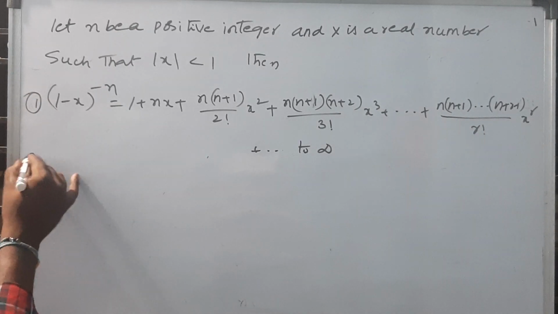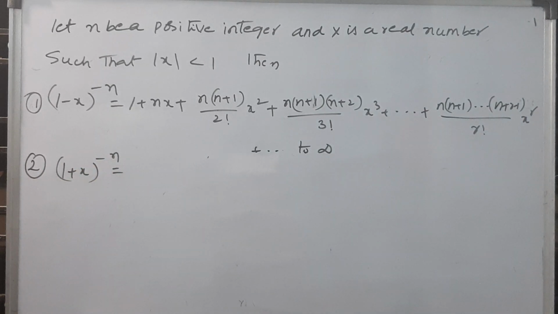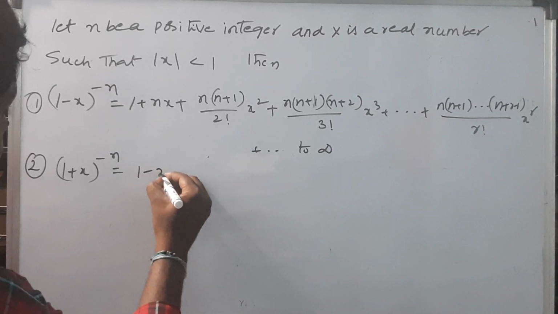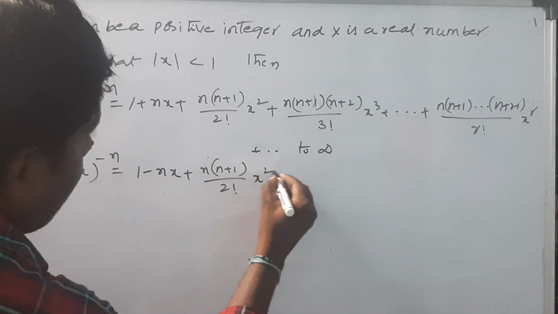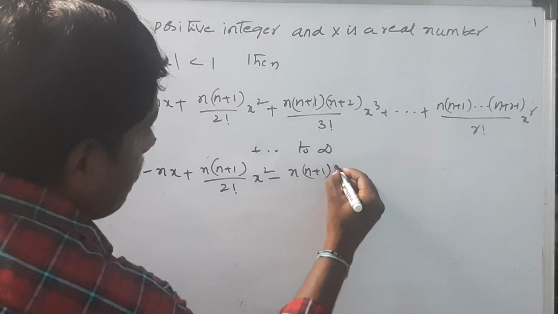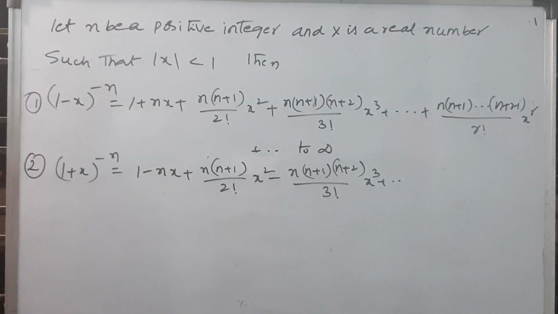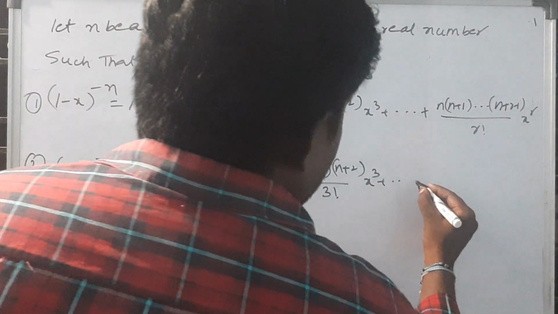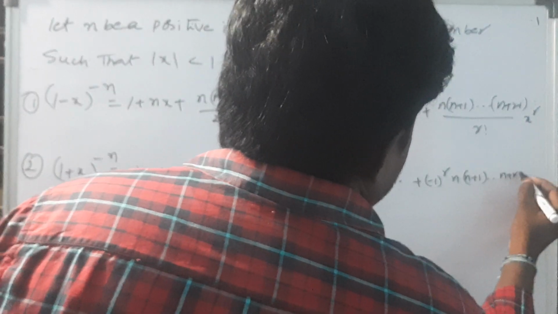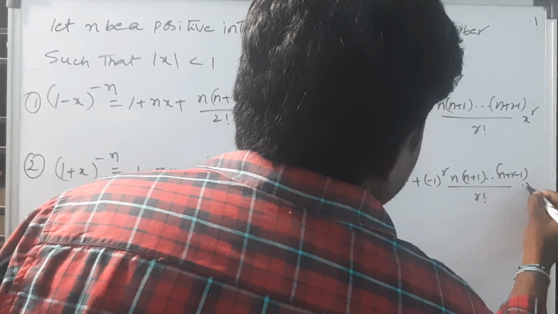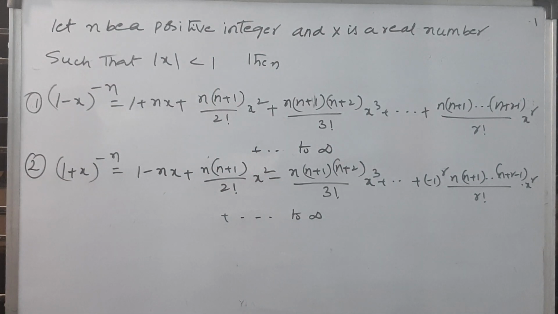The next one is (1+x)^(-n) is equal to 1 minus nx plus n(n+1)/2! times x square minus n(n+1)(n+2)/3! times x cube plus and so on plus (-1)^r n(n+1) and so on up to (n+r-1)/r! times x^r plus and so on to infinity. Okay.